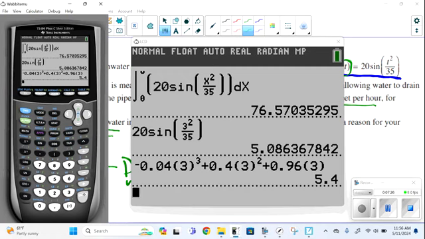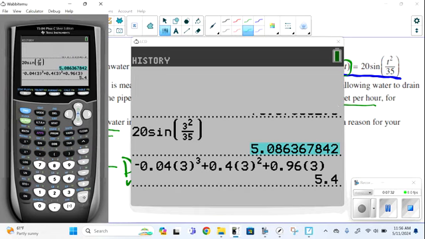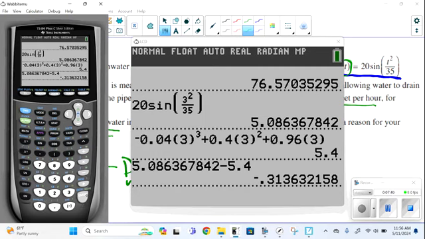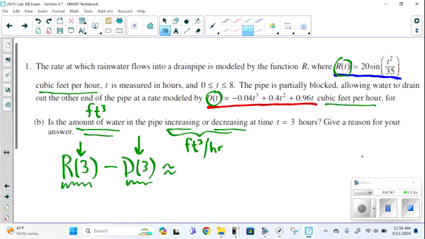All right, well, if we take the water coming in and subtract the water leaving the pipe or draining, we get negative 0.313. We'll raise that to a 4 because we're going to round 3 places. Negative 0.314. And we need to answer the question. It is decreasing. So let's state that. We'll say the amount of water, give a reason. It's decreasing. That's my answer.